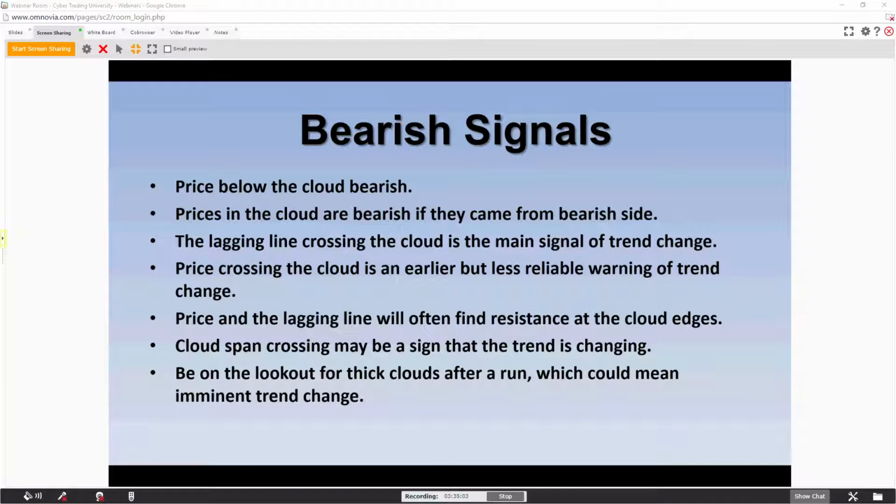All right, so the bearish signals are the exact opposite of the bullish signals. Same exact systematic approach, though.